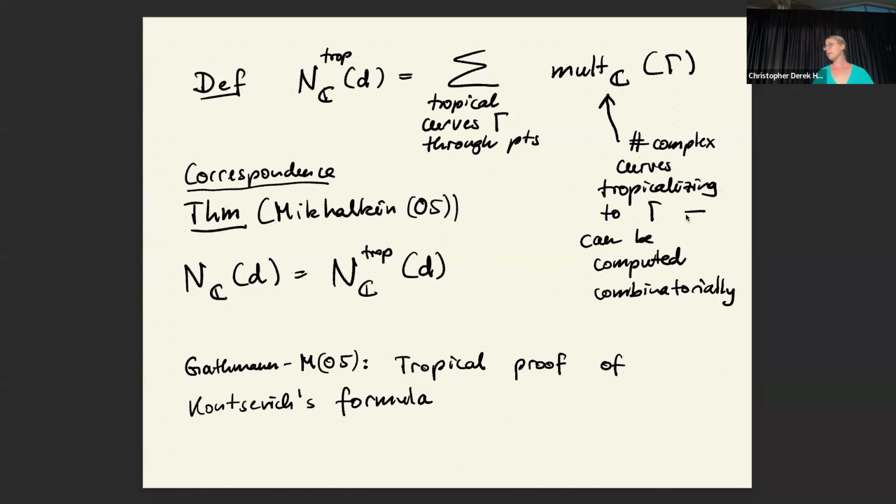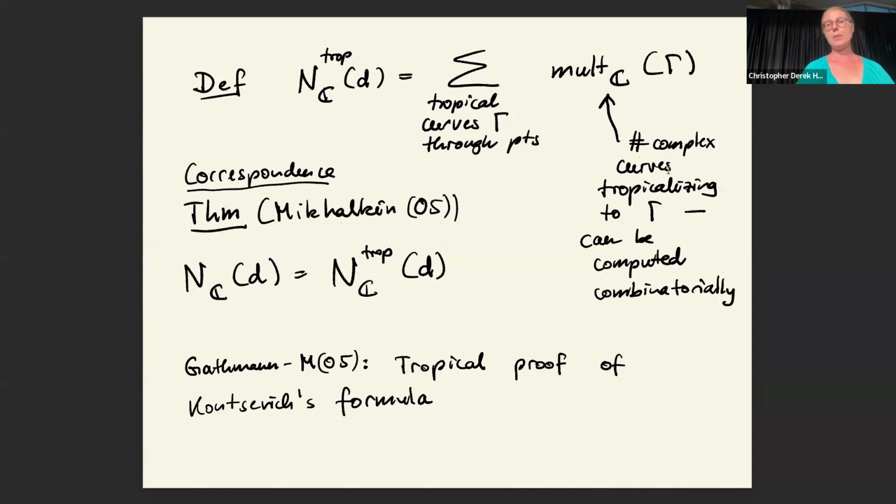But the good news is that this number can be computed purely combinatorially. So I don't need to really understand this degeneration process and compute with it, which would be a bit difficult. I can just look at the combinatorics of my tropical curve, and I can compute this multiplicity. And there's the famous correspondence theorem by Grigory Mikhalkin from 2005, who proved that the number N_C of D that we talked about before equals the tropical counterpart N_trop of D.